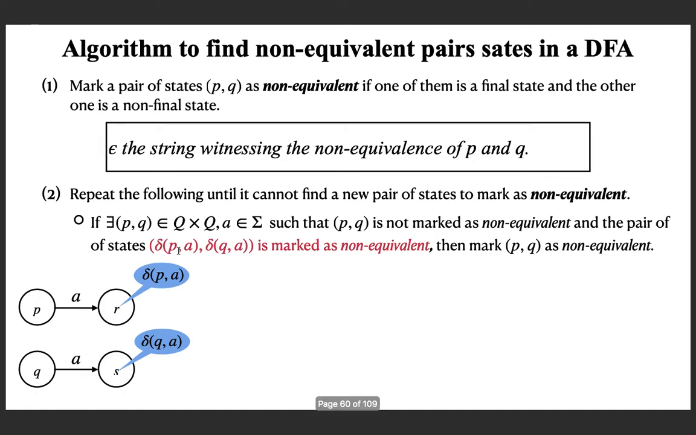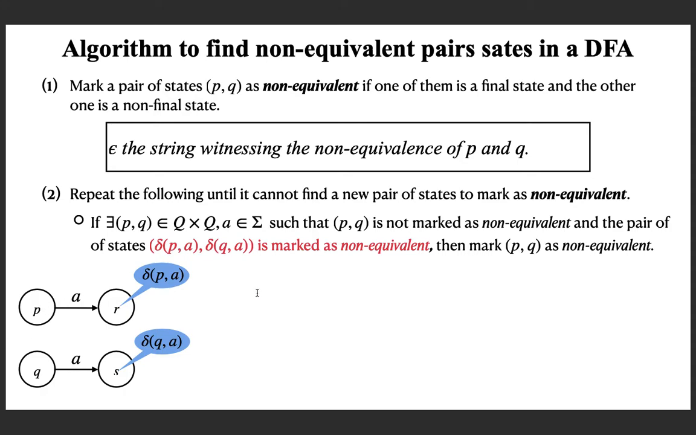What is R? R is nothing but delta(P, A). That is delta(P, A) is R. And delta(Q, A) is S. So I said, if delta(P, A), delta(Q, A), that is the states to which you will reach from P and Q on A, that is RS, is marked and PQ is not marked, then the claim is that you can mark PQ as well. Is that correct?